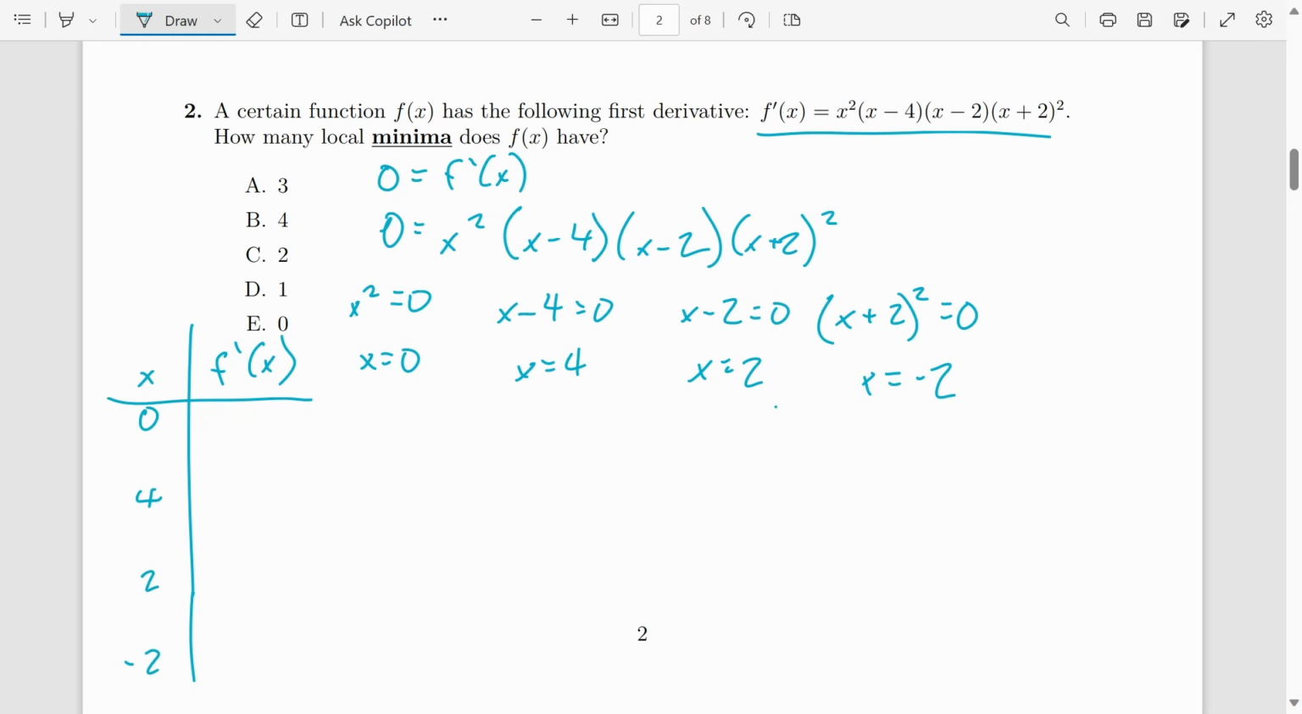And then some intermediary values that would be good. Oh, actually, I kind of messed this up. These need to go in order. So this is going to be -2, 0, 2, and 4. And then maybe we could do -1, 1, and 3. Cool. So now we have to find f prime of x for all 7 of these values.